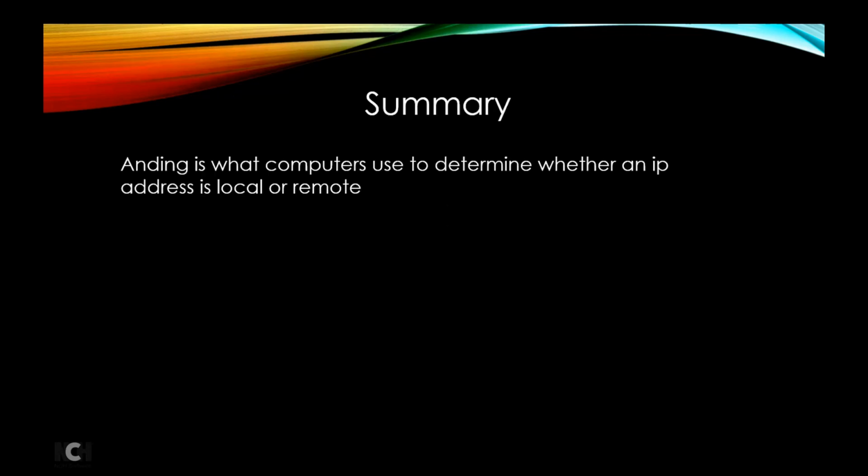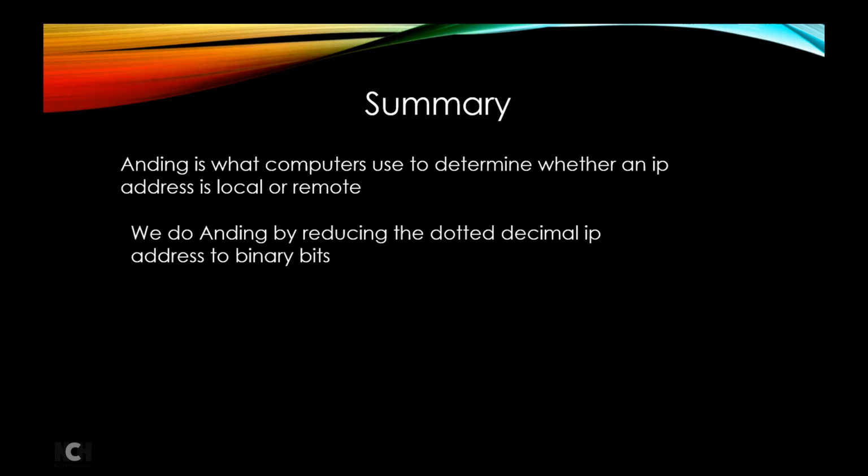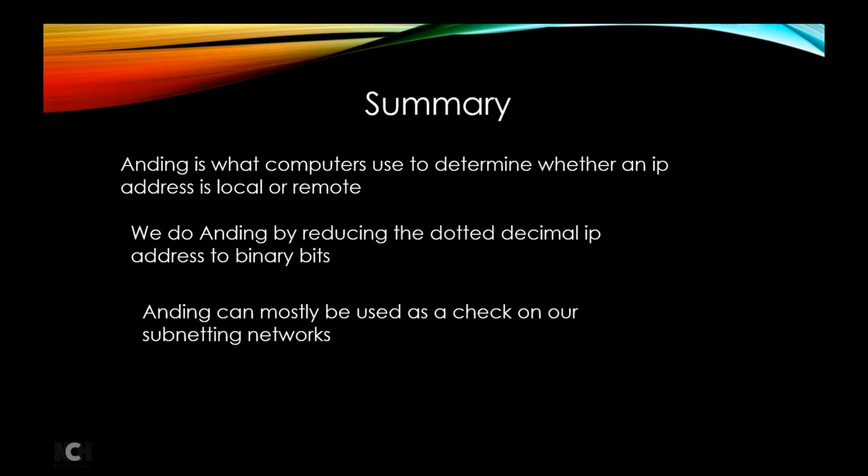So in summary, ANDing is what computers use to determine whether an IP address is local or remote. We do ANDing by reducing the dotted decimal IP address to binary bits. ANDing can mostly be used as a check on our subnetting networks.